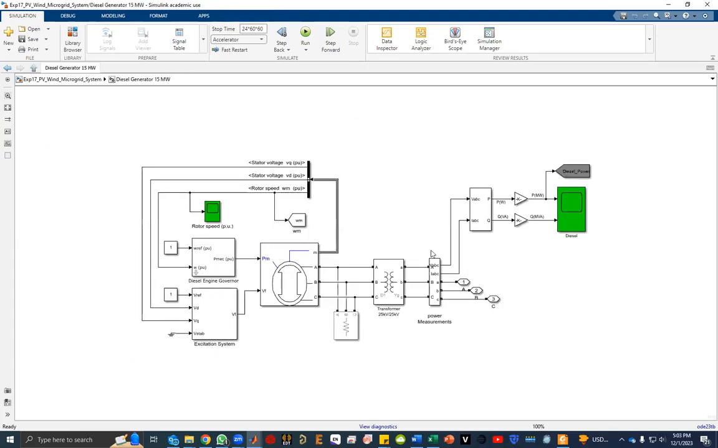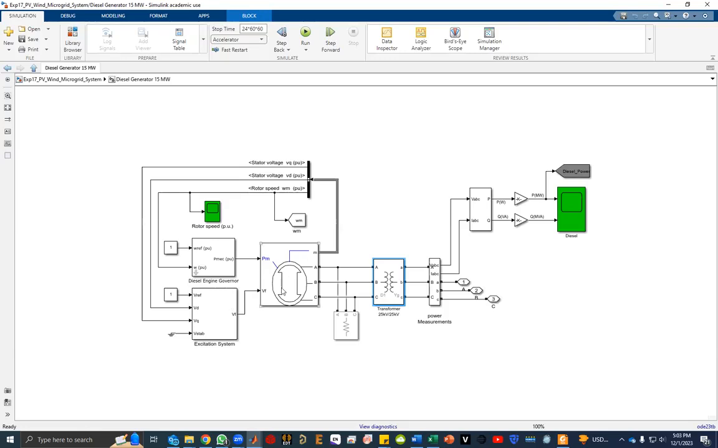If I double click it, this is the generating section. This is a synchronous machine, a typical synchronous generator, and this is the transformer, and these are the outputs of this unit. These are the excitation system. If you are familiar with the synchronous generator, you can actually learn a thing or two about this synchronous generator setup.